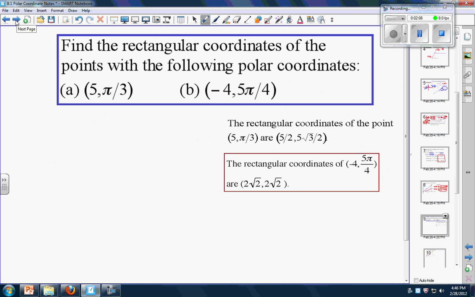Here's your questions. Find the rectangular coordinates of the points with the following polar coordinates. So I'm giving you polar. I'm asking you to go to rectangular. Okay, we just came up with two formulas. That's all you need right there. Okay, I'm going to do A with you, and you guys can see the answer for part B there. I'm going to have you guys try that there in your notes.